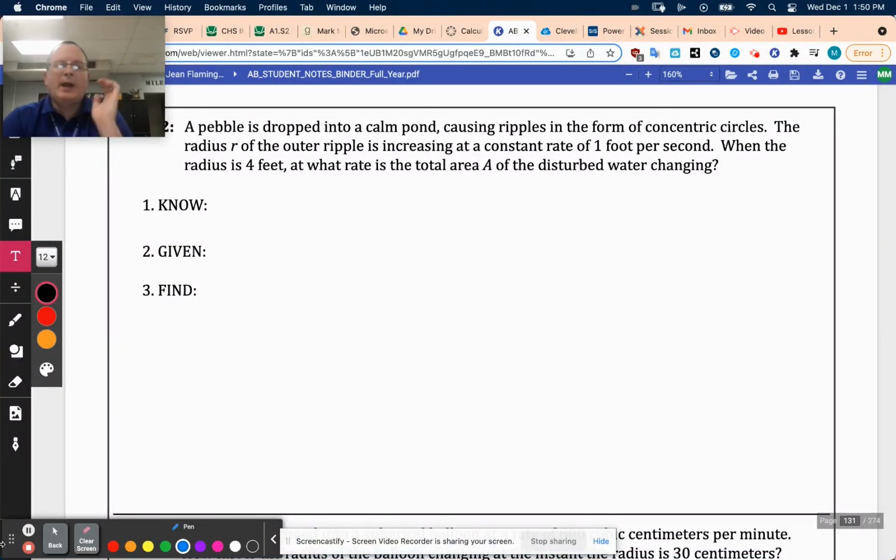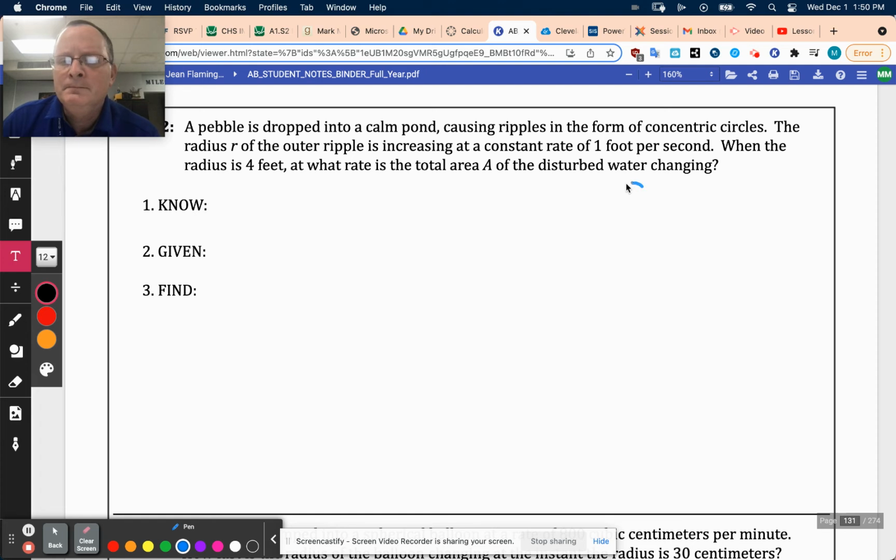Let's go blue. Okay, we're talking about water here. A pebble is dropped into a calm pond, causing ripples to form in the form of concentric circles. The radius r of the outer ripple is increasing at a constant rate of 1 foot per second. When the radius is 4 feet, at what rate is the total area of the disturbed water changing? At what rate?